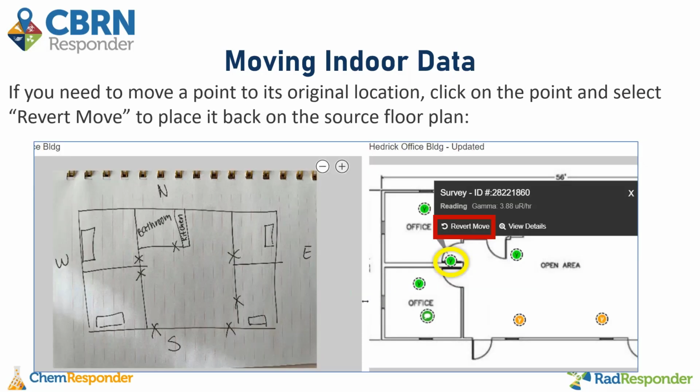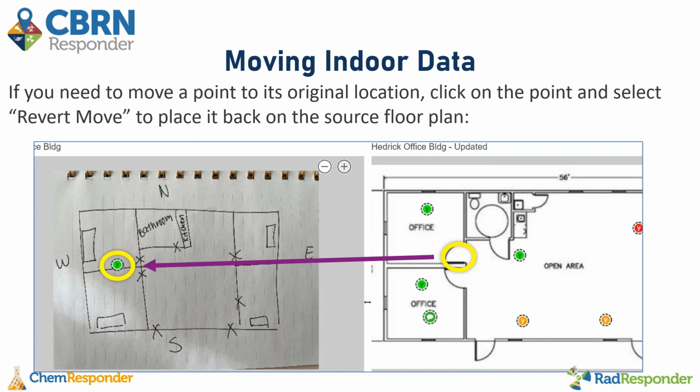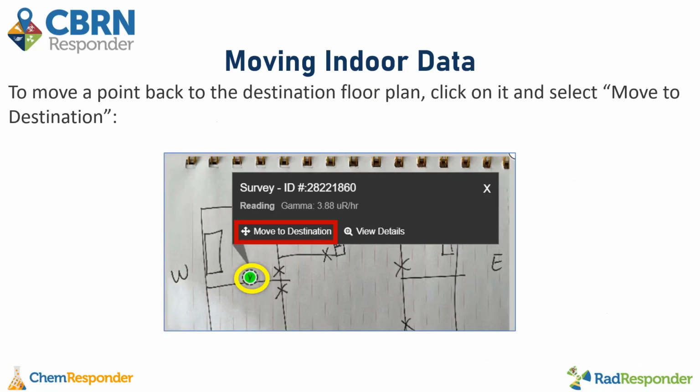If I need to move a point back to its original location, I can click on that point and select Revert Move, and it will be placed back on the source floor plan. And let's say I want to move it back to the new floor plan, I can click on that individual point and click Move to Destination.